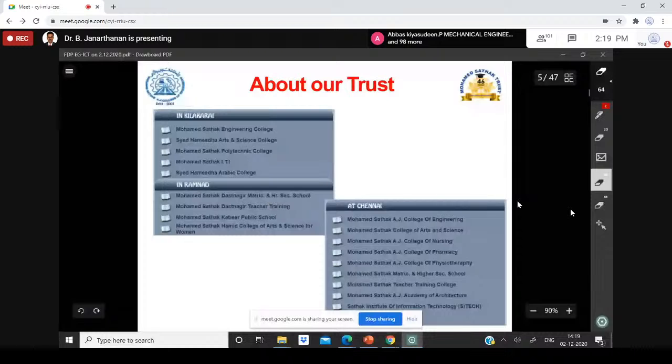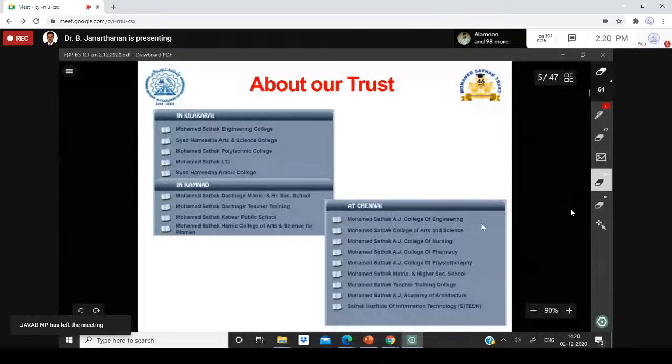So Mohamed Sathak AJ College of Engineering is situated at Siruseri, close to the SIPCOT IT Park. And we have the Arts and Science College, then the Architecture College, which is one of the famous colleges in Chennai for architecture.